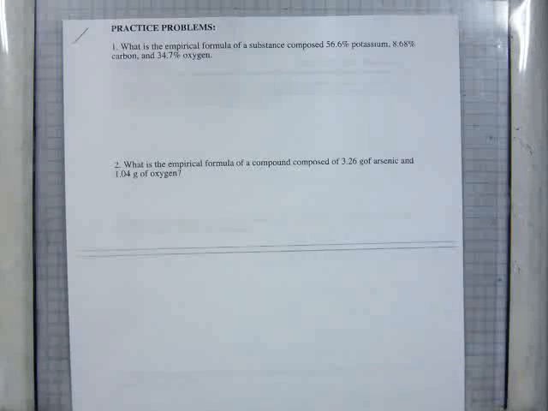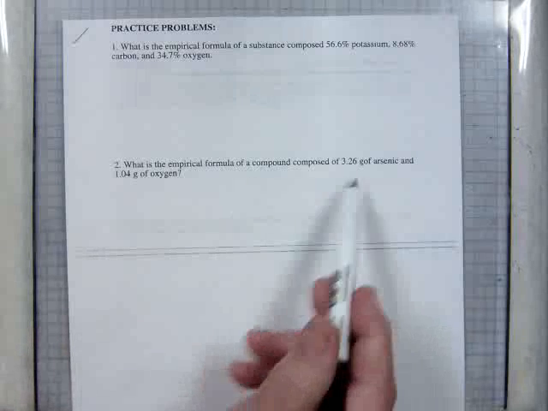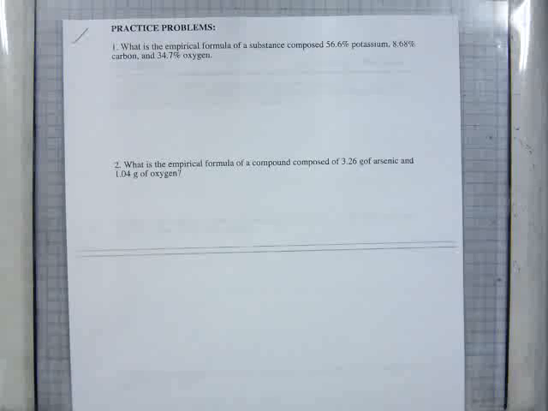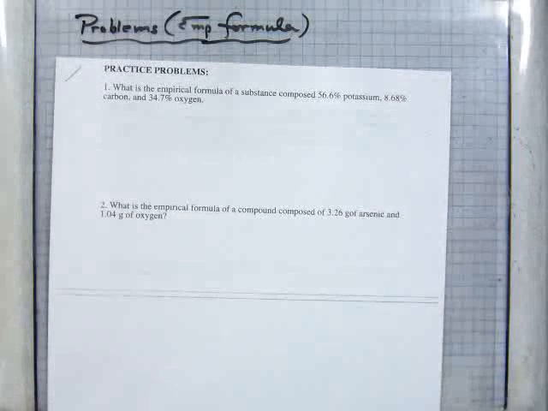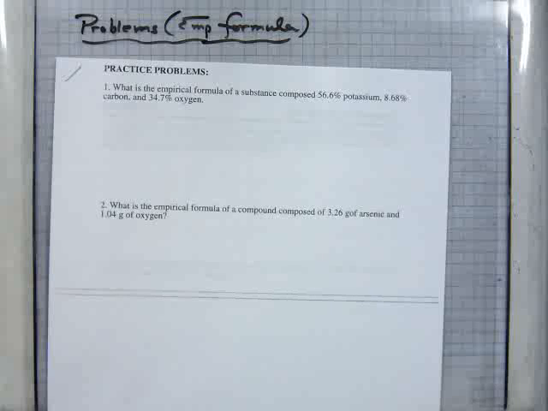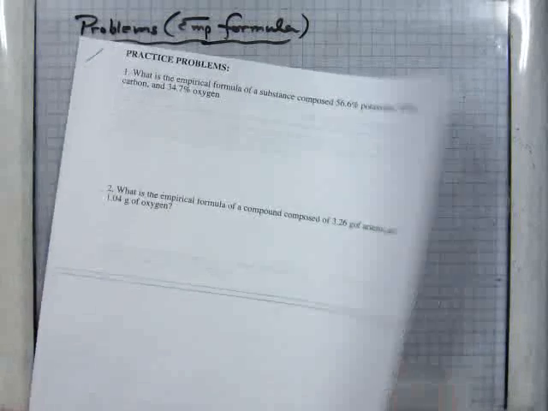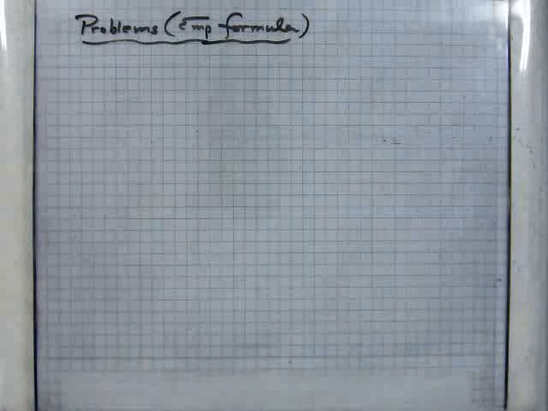Get this, this is one of each type. One starts with percent per hundredweight, and the second one you'll notice how it's listed with mass numbers in the problem. In this first problem, it reads, we'll put it up here, what is the empirical formula of a substance that's 56.6% potassium, 8.68% carbon, and 34.7% oxygen? Well, what you have is percent per hundredweight values.